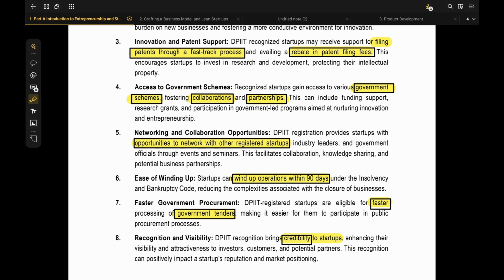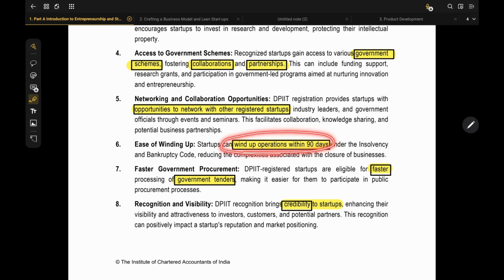Everyone who has a startup will have a unique idea. If you network with them, it will be helpful for you. Then you can expand your business later on. And then ease of winding up. Under the IBC, Insolvency and Bankruptcy Code, startups can wind up their operations within a 90-day period, which is a very short period. You can easily wind up the business.